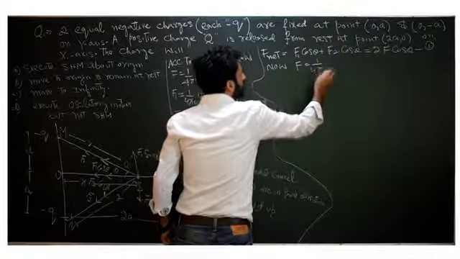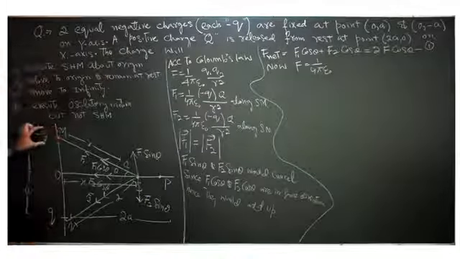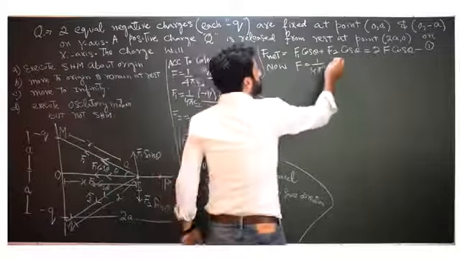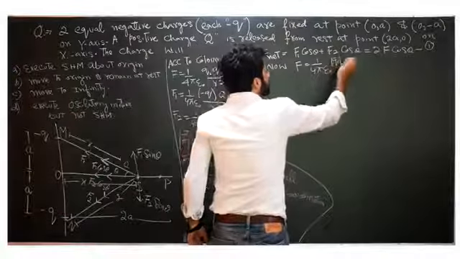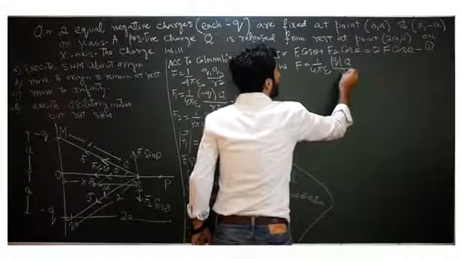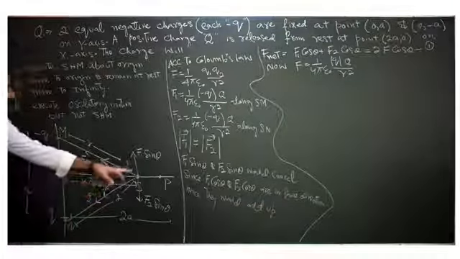F is 1 by 4 pi epsilon naught Q1. One charge is minus Q, so if you take the magnitude, it will be Q. The second charge is capital Q, divided by R square. This is F. Also, cos theta.